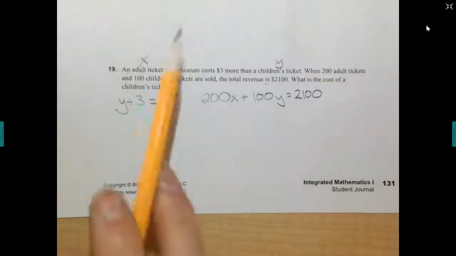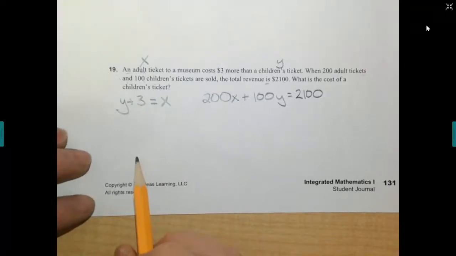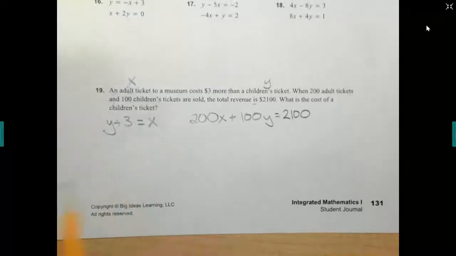So your homework for tonight is 11 through 19 and the worksheet. So I'll have the worksheet on the module and you'll do the problems on the worksheet also. Alright, have a wonderful day.